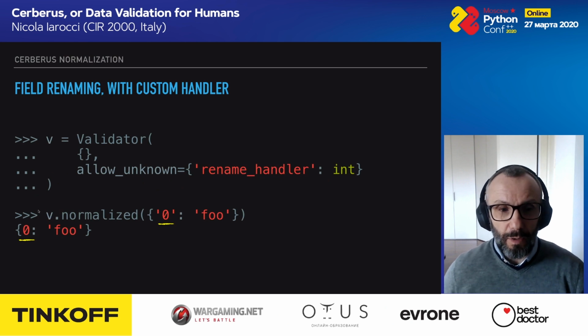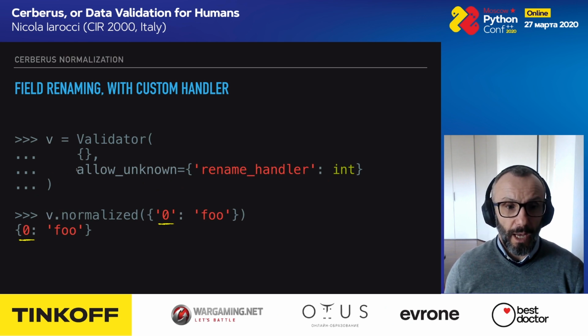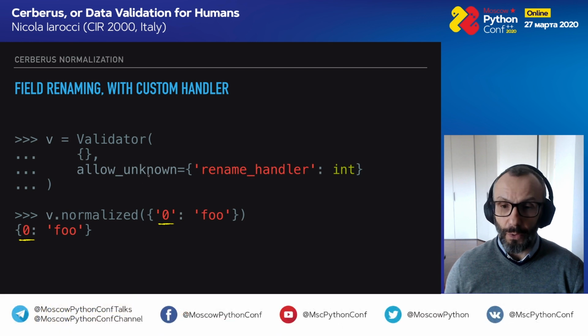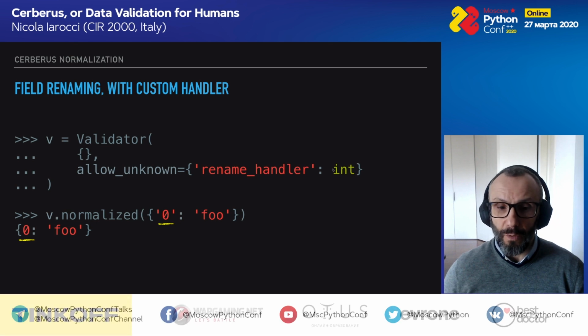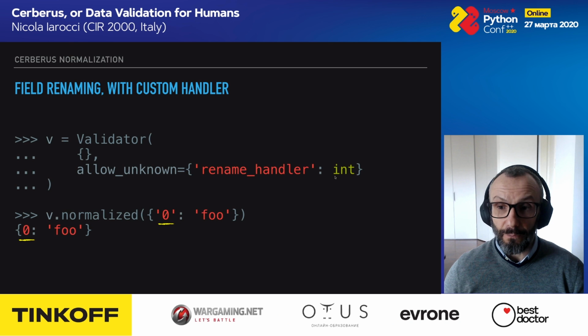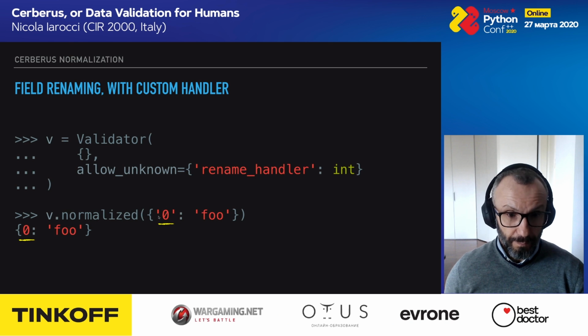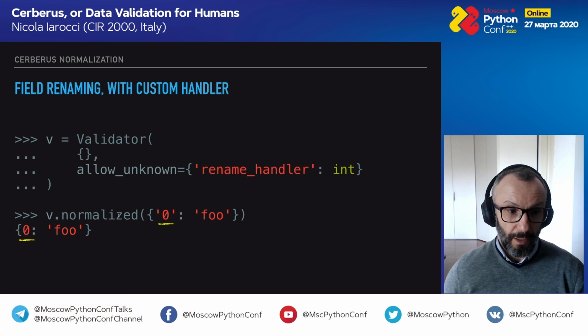But many times you want to be more powerful. For example, here we have the allow unknown rule, and we provide a custom handler, a custom renamer, and we want to apply this transformation. We want to transform the key to an integer. So in this example, we have a string. We transform it to an integer, as you can see here. Of course, your rename handler can do and perform whatever operation you want on the name of the field.